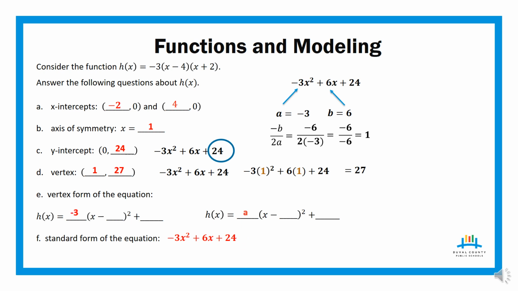Now we can use the a value that we've already identified to be -3 to write our vertex form of the equation. Then we can use the x value and the y value of our vertex to complete the vertex form of our equation. So h of x equals -3 times x minus 1 squared plus 27.